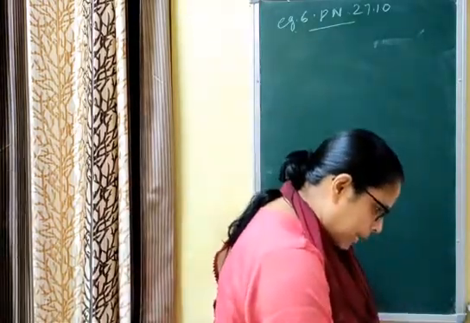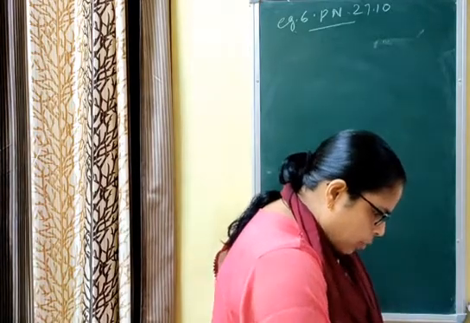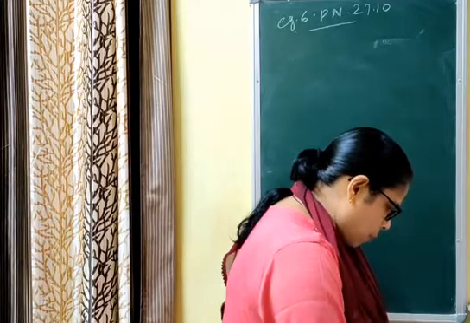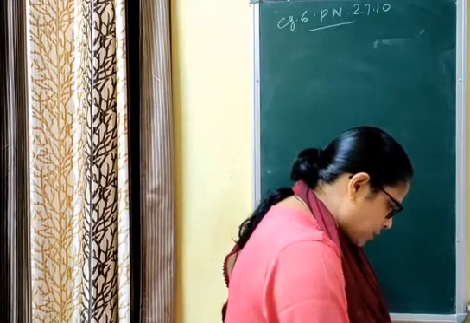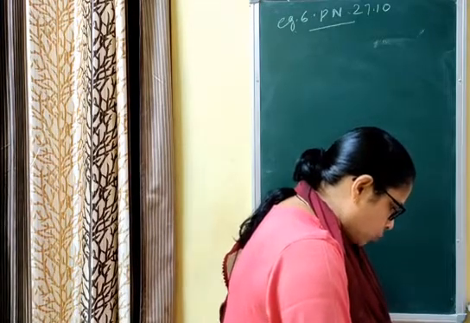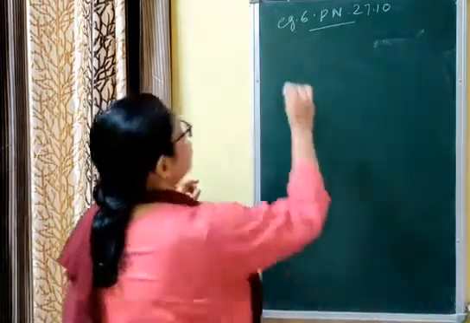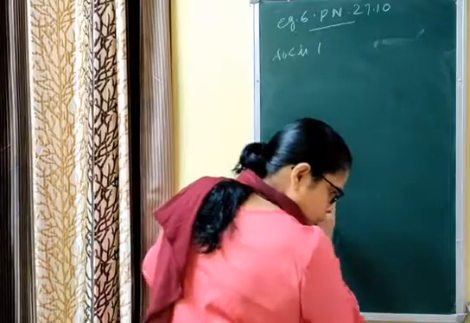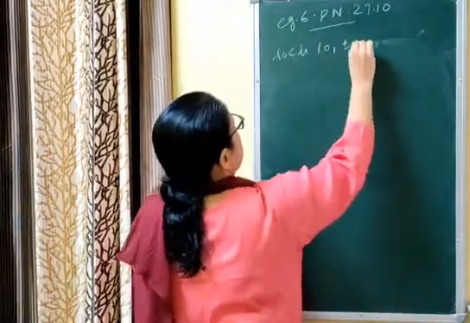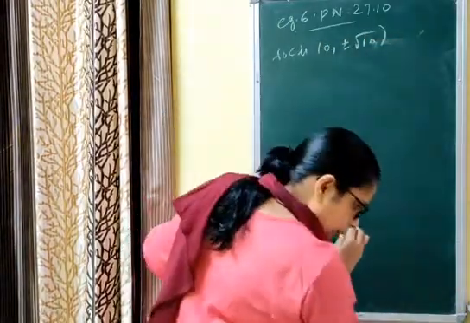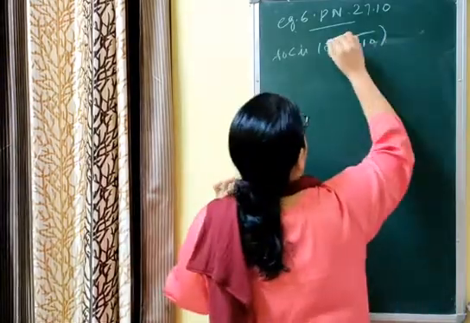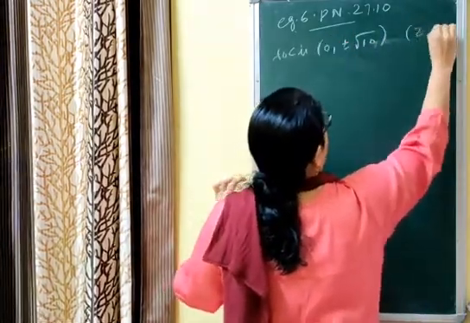Refer to the principal axis as the axis of coordinates. Find the equation of the hyperbola whose foci are at 0, plus or minus root 10 and which passes through the point 2, 3. You are given that the foci are at 0, plus or minus root 10 and the hyperbola is passing through the point 2, 3.